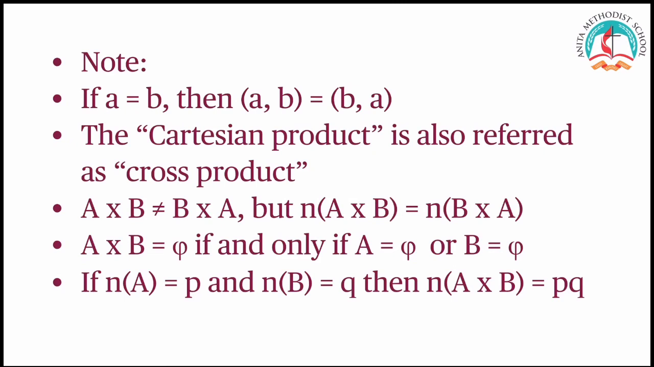Note: if A equal to B, then (A, B) equal to (B, A). The Cartesian product is also referred to as cross product. A cross B is not equal to B cross A, but n of (A cross B) equals n of (B cross A). A cross B equals the null set if and only if A equals the null set or B equals the null set. If n of A equals P and n of B equals Q, then n of (A cross B) equals PQ.